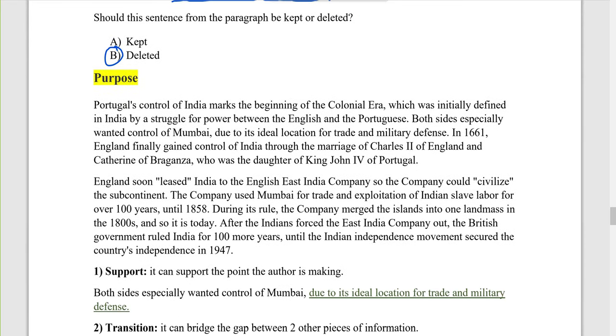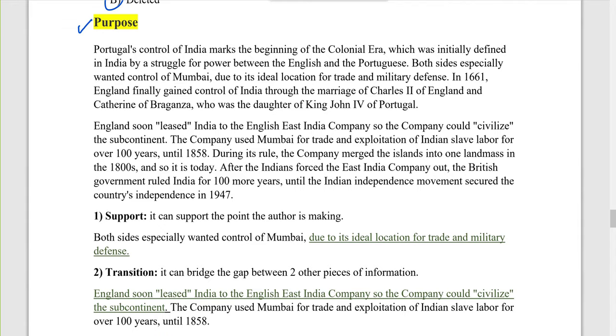And that's really a good question we're gonna have here. Okay, I'm gonna read this one. Portugal's control of India marks the beginning of the colonial era, which was initially defined in India by a struggle for power between the English and the Portuguese. Remember this one, everybody's fighting over India.